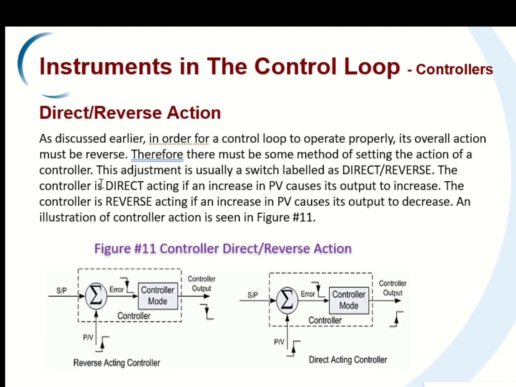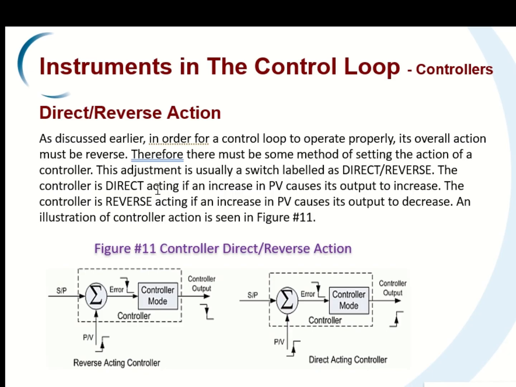Okay, so this one is direct or reverse action, which means that, as discussed earlier, in order for a control loop to operate properly, its overall action must be reverse. Therefore, there must be some method of setting the action of a controller. This adjustment is usually a switch labeled direct or reverse.